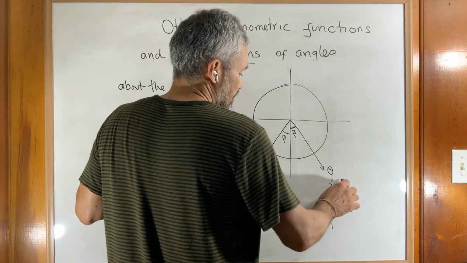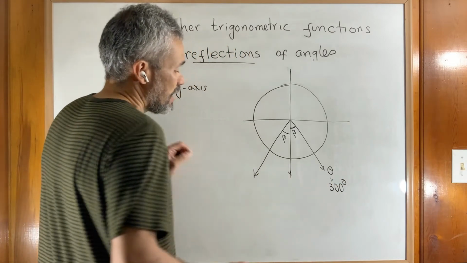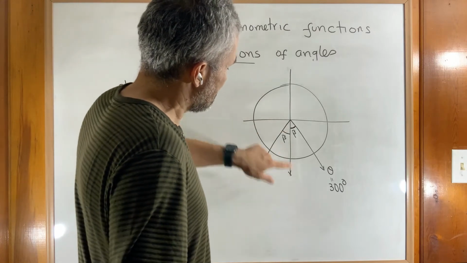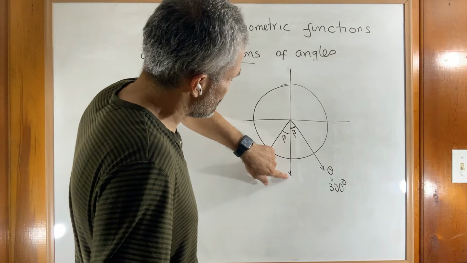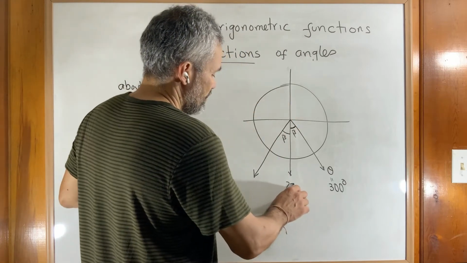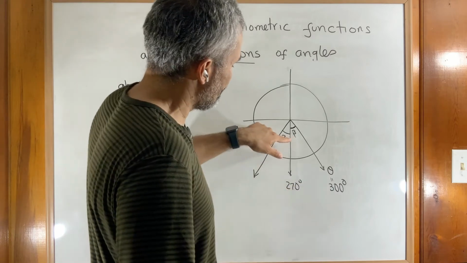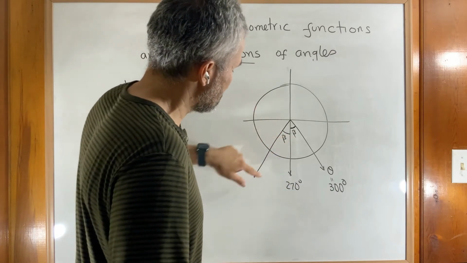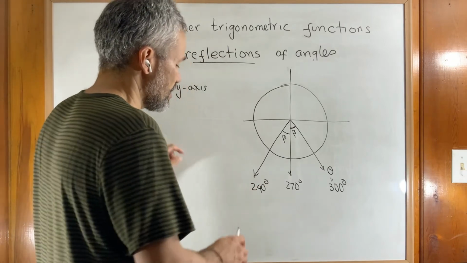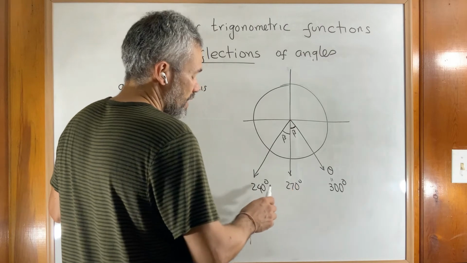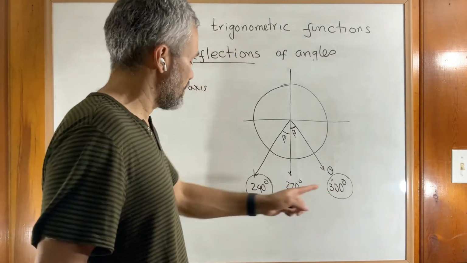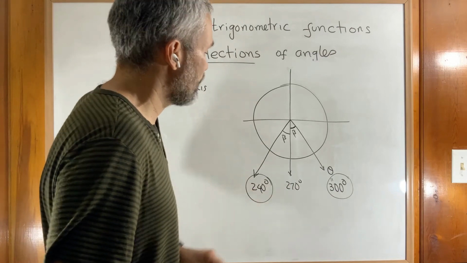For example, if this is 300 degrees, remember that this is 270. That means that this beta is 30 degrees. This is 270, and therefore you have to come back 30 degrees, and then you will be at 240 degrees. Then the reflection about the y-axis of an angle, in this case of 300, will be 240.